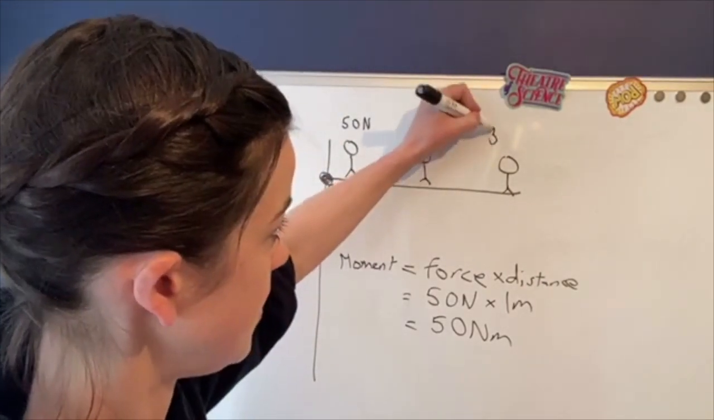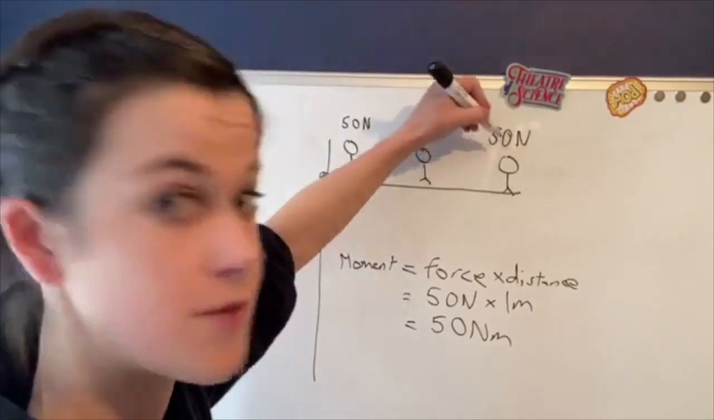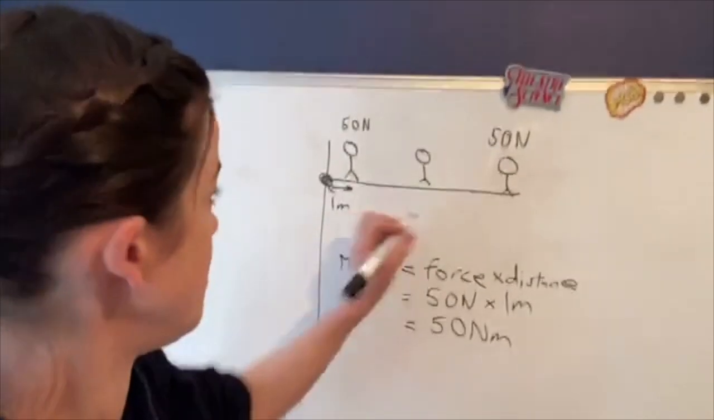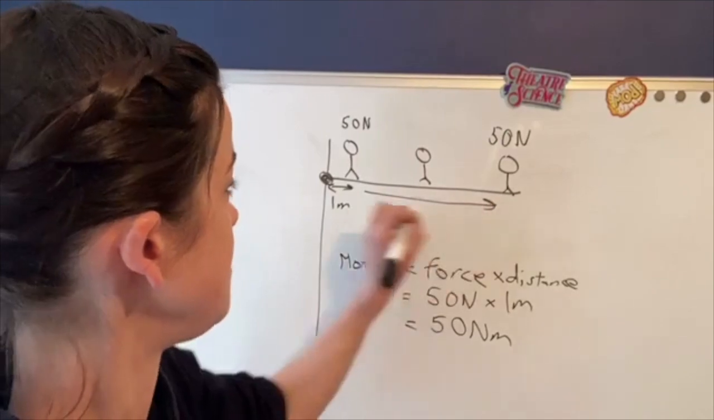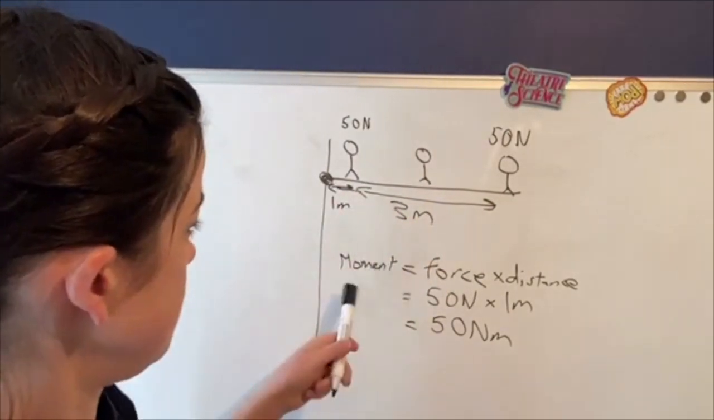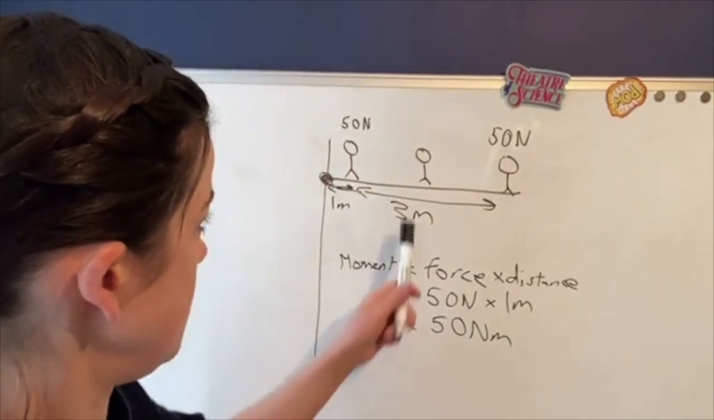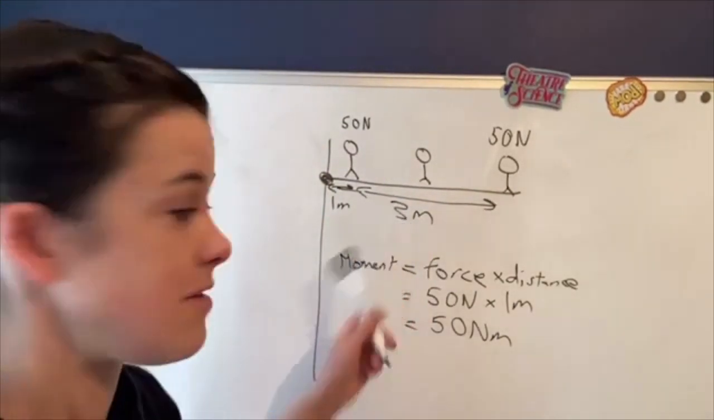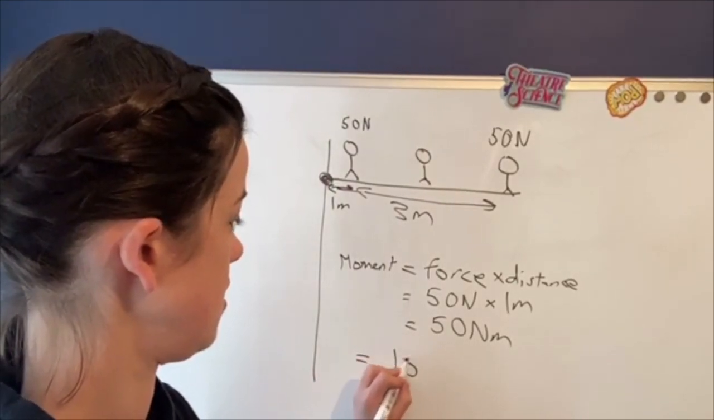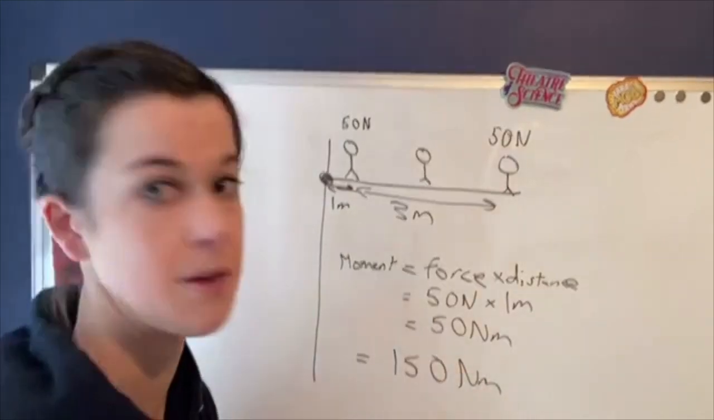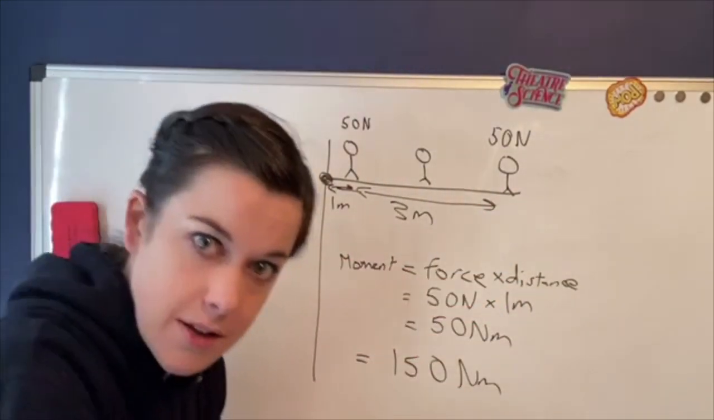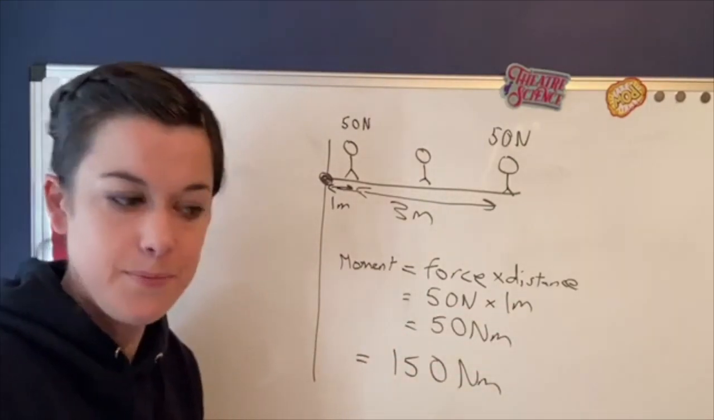If the person was right over here, they still weigh 50 newtons, they're still pushing down with a force of 50 newtons, but now maybe they're like 3 meters away. So the moment, how much it turns, would then be 50 newtons times 3 meters, which would be 150 Newton meters. So that's the physics behind why when you get right to the end of a diving board, it starts to wobble more, okay?